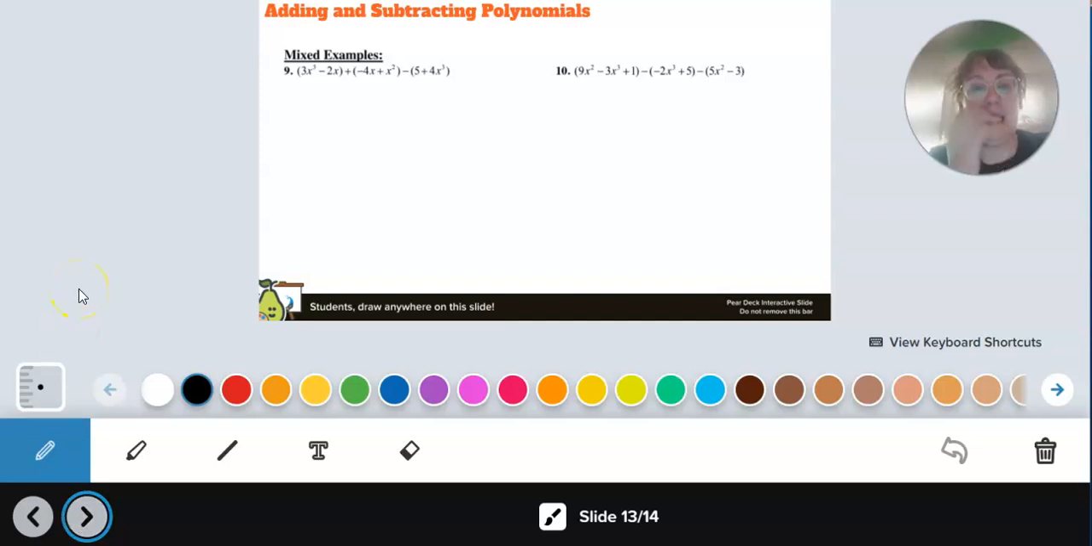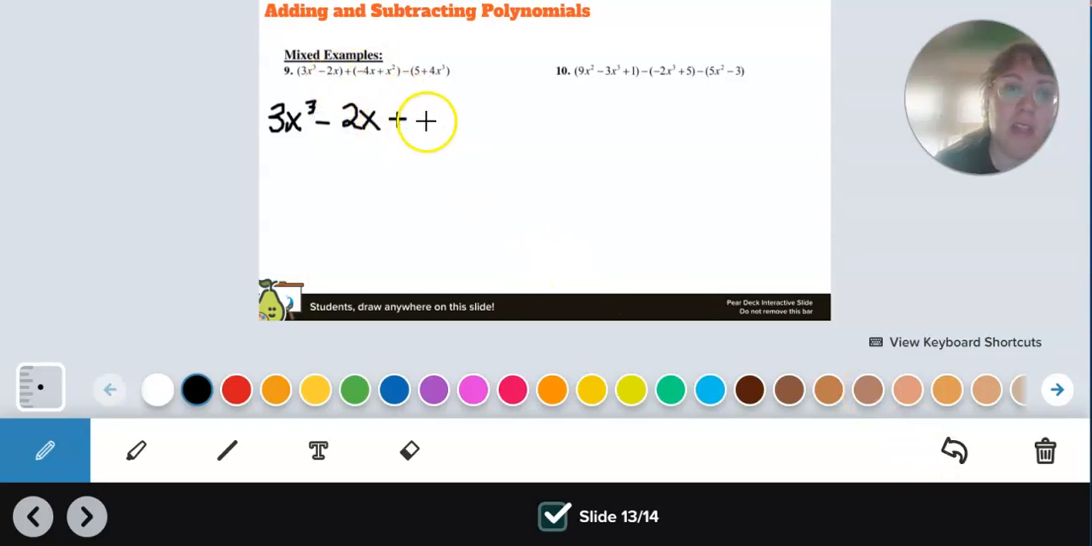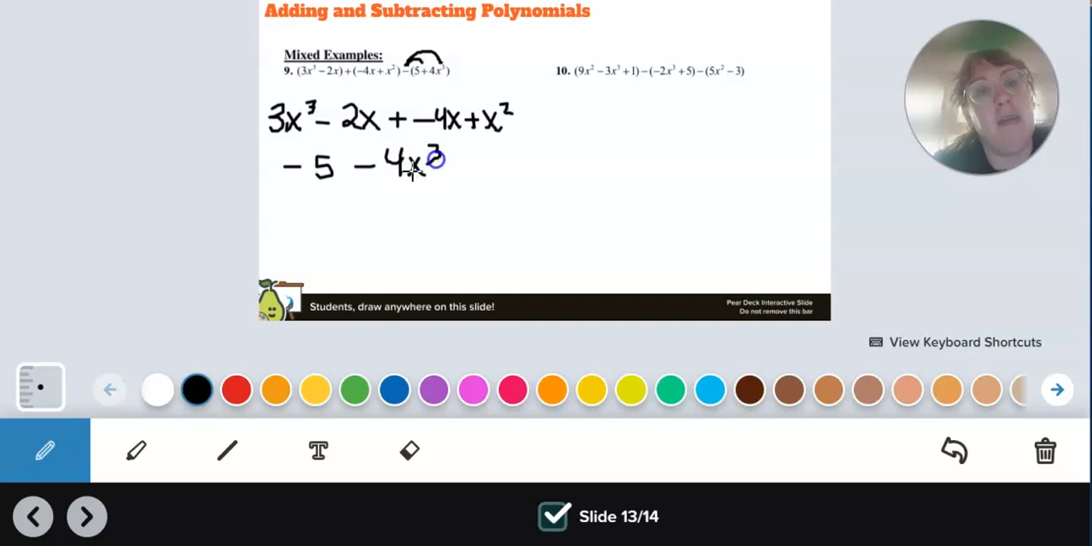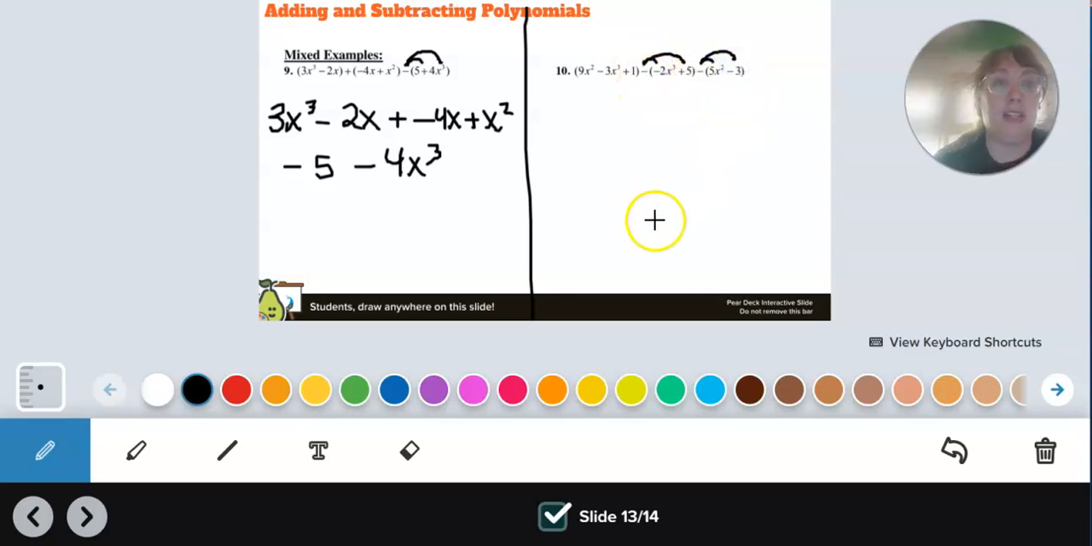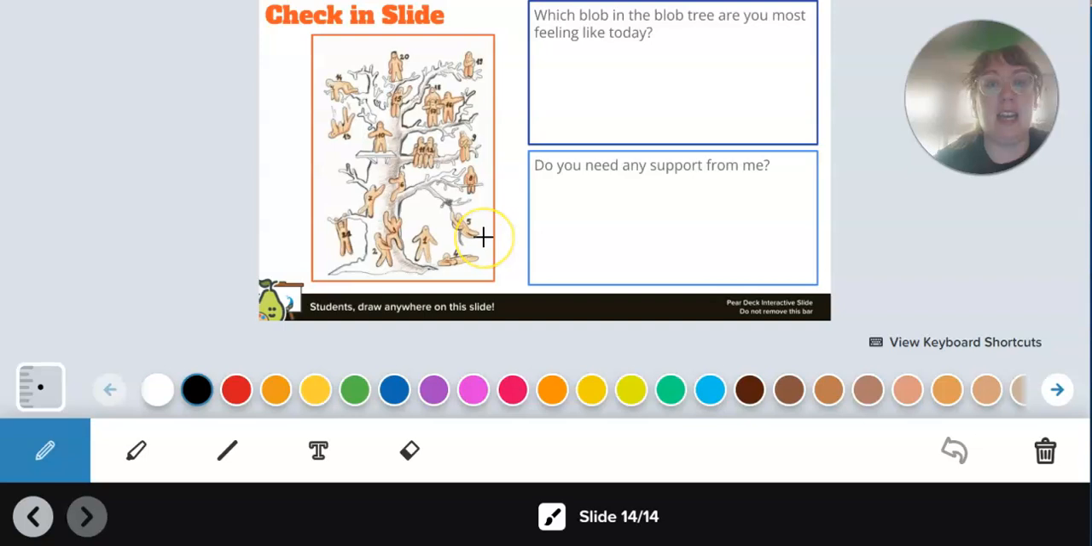13, we got some mixed examples. So for the first one, we have addition and subtraction. So I would write this all as 3x cubed minus 2x plus, this can stay the same, this -4x plus an x squared. But then we want to distribute that negative, so we get a -5 and a -4x cubed. And that's what you're going to be simplifying there. Slide 10, distribute the negative of those 2 parentheses and then rewrite it. So try these 2 on your own, and then there's the check-in slide on 14.